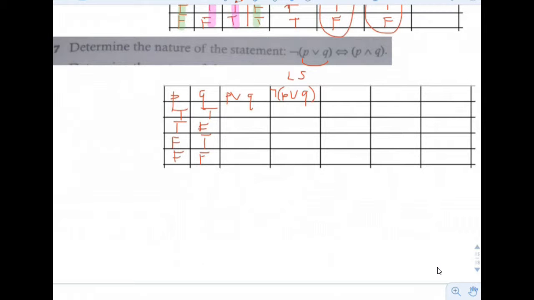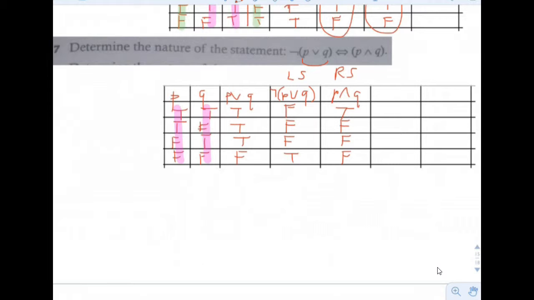Okay, so P or Q, anything that has one true or two trues in it is true, and then that would be false because it's a double false. Then we invert everything to do a not P or Q, and it would be like that. That's the left side. Now the right side would be P and Q. So that would be whenever both P and Q are both true, which is only the top one, and the others are all false, right?